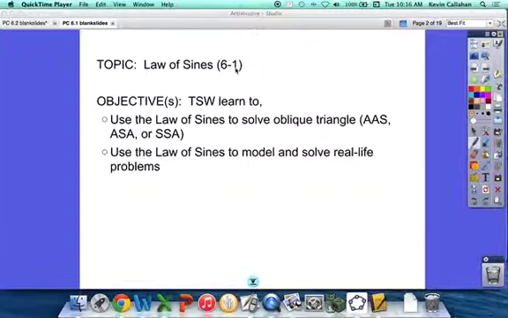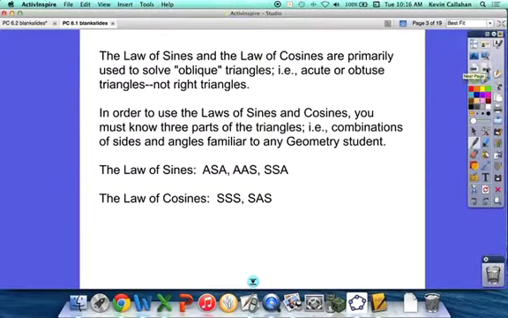So we're going to use the law of sines to solve what's called an oblique triangle. And by oblique triangle, we mean it's not a right triangle. Both the law of sines and the law of cosines you use to solve not right triangles. Obtuse, acute, something like that.